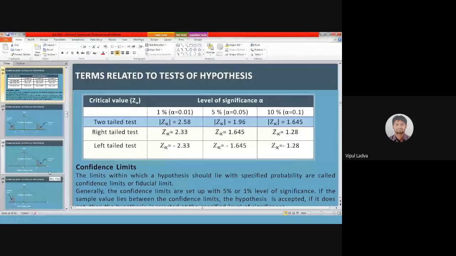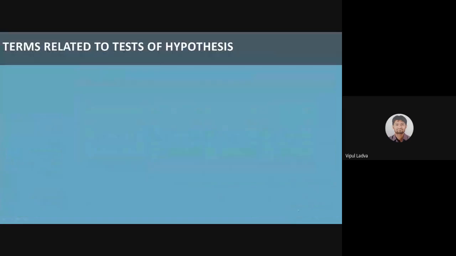Instead of dealing with the single tail test, if we are dealing with the two tail test, अगर हम टू टेल टेस्ट की बात कर रहे हैं, मान लीजिए अब तक जो बात हो रही थी that was single tail test, we are dealing with the right tail or left tail, but if we are dealing with the two tail test, then the logic will be something like that. In the two tail test, we will be having the area of rejection on both the side.